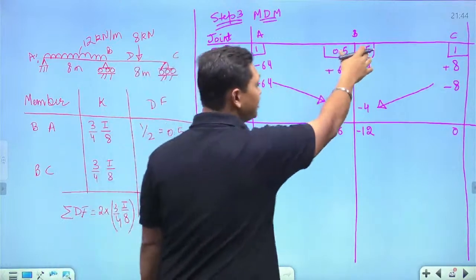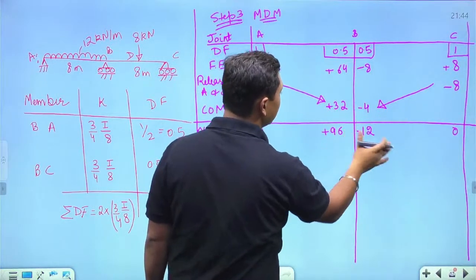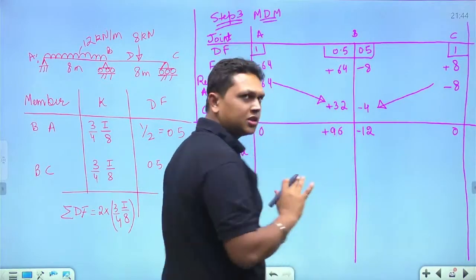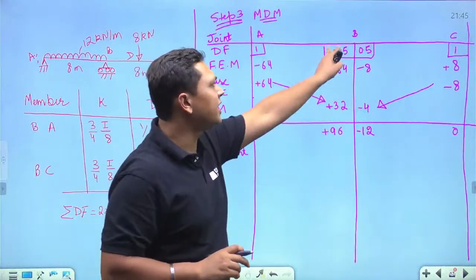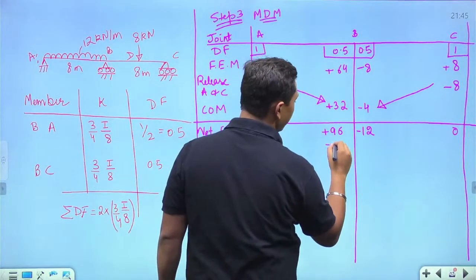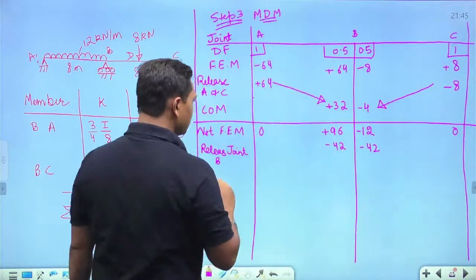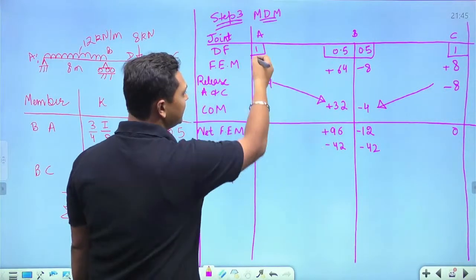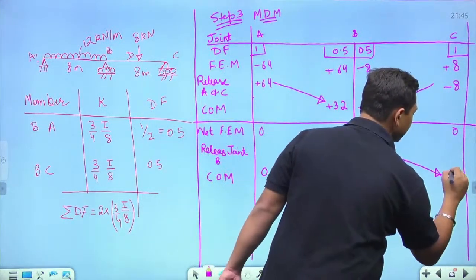Now this joint B is not a fixed, this is a continuous support. So we have to release in such a way that the moment is distributed in both the spans. So what is the difference over here? 96 minus 12 is 84. So this 84 will be equally distributed in both the directions. So minus 84 by 2, that is minus 42 over here and minus 42 over here. Okay, so what is the carryover moment? When the far end is hinged, the carryover moment in this case will be equal to 0, because the far end is hinged in this case.